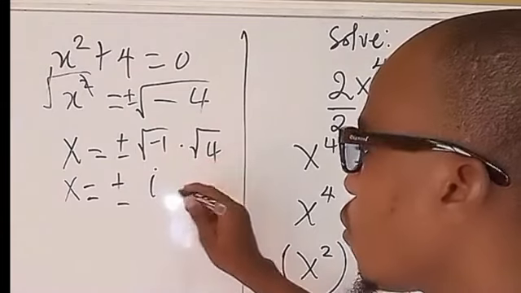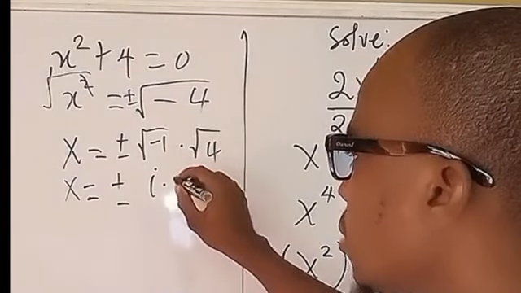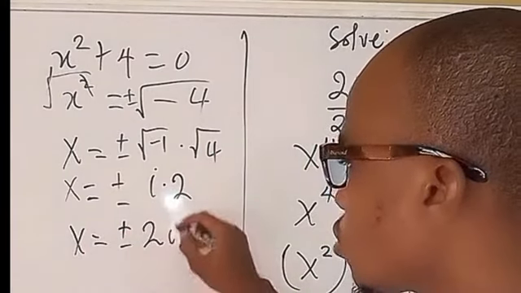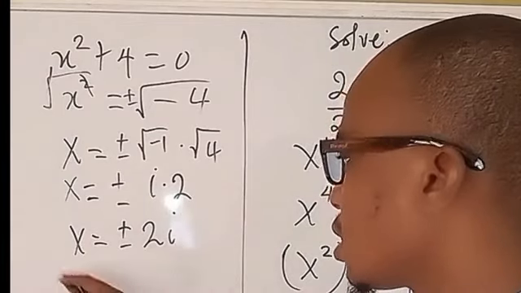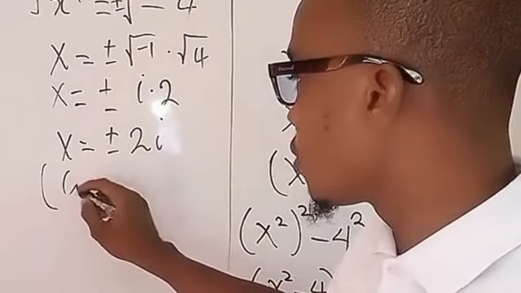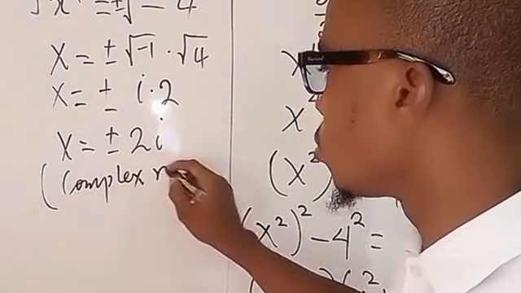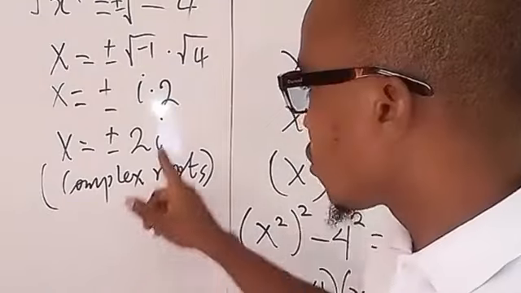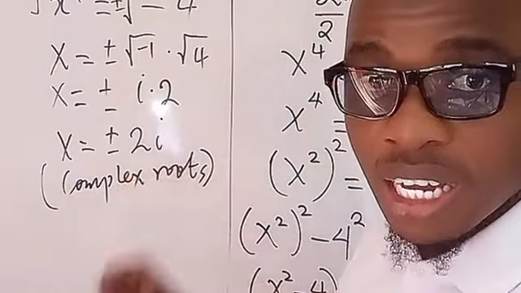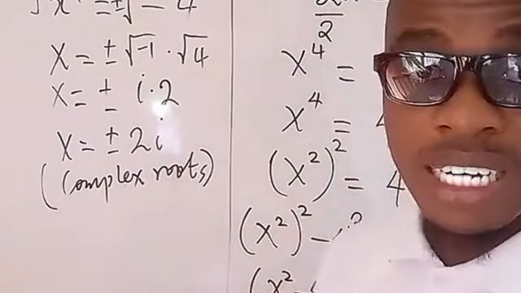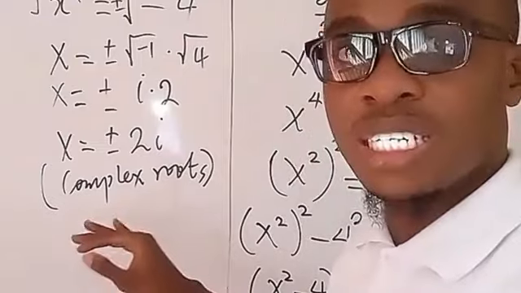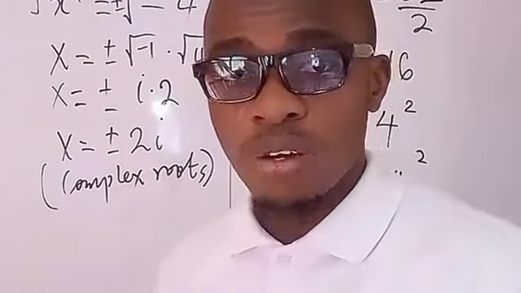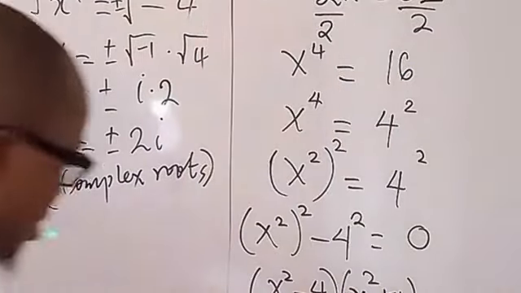Then the square root of 4 is what? It is 2. That is, you multiply this by 2. So from there we have x to be plus or minus 2i. So now here, the solution we have is a complex root. Why is it a complex root? It's because of this imaginary number, the i that is there. So that is why this is a complex root.